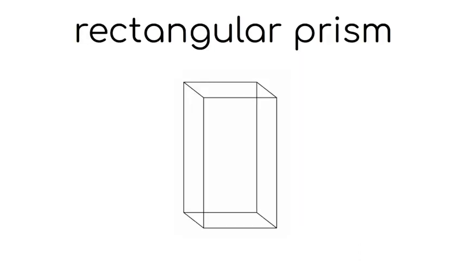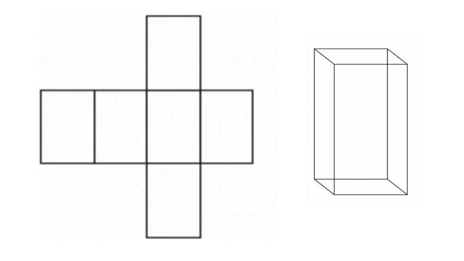The last one is the rectangular prism. If we take the rectangular prism apart, you can see it is made of rectangles of different shapes. Some are longer, some are shorter. Okay?